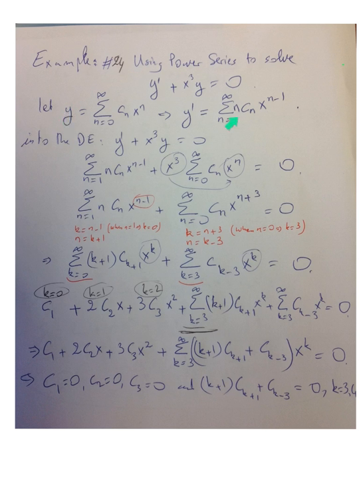y prime is equal to the sum from n equals 1 to infinity. Again, starting from 1, because when n is equal to 0, this term is 0. So n equals 1 to infinity of n c_n x^(n-1). So we plug in this y and y prime into the differential equation. Here is y prime with its term, and y with its term in series.